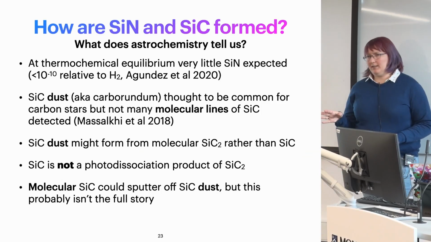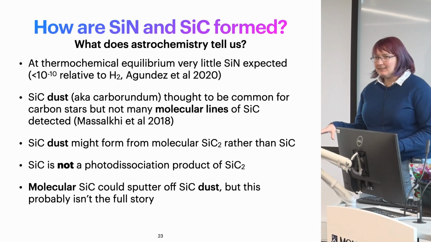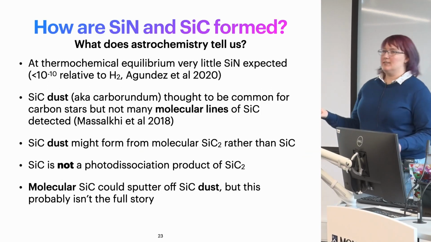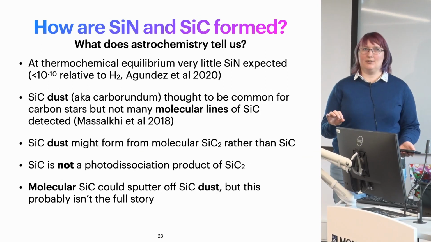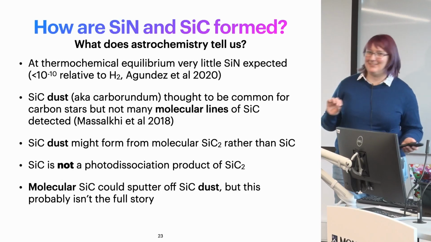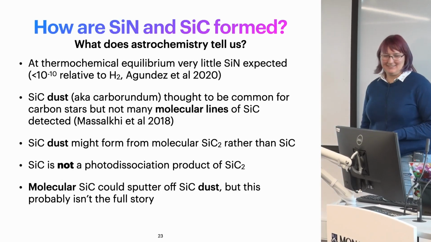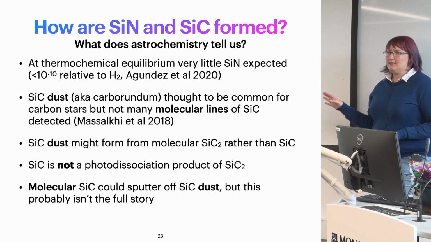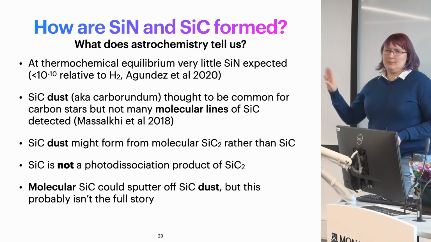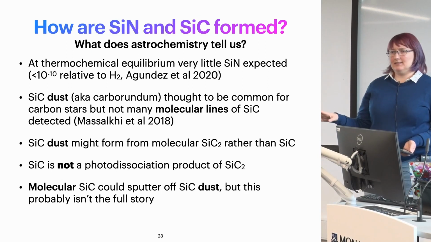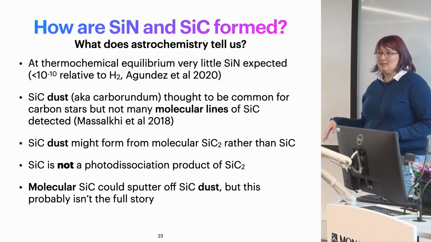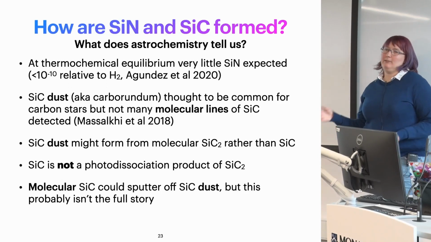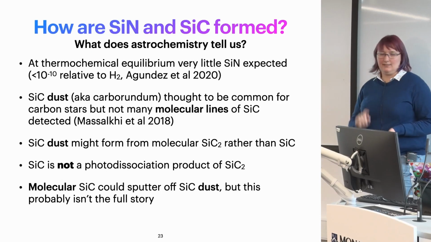SiC is a bit more complicated because we also have SiC dust, which is called carborundum, not to be confused with corundum, which is a completely different type of dust. So SiC dust is what I will call it. It's thought to be common for carbon stars. Where molecular SiC has been observed previously for carbon stars, it's not actually been detected in that many. So it's possibly ubiquitous, but not at high abundances, is what I should say.